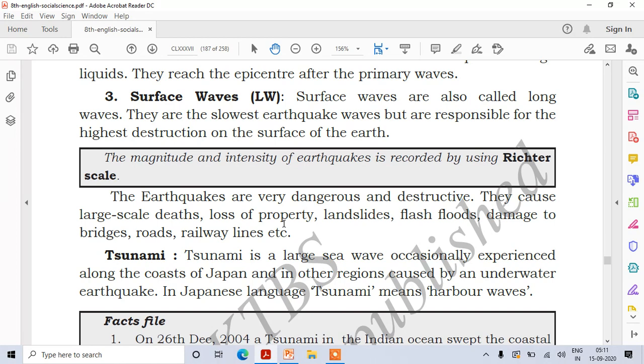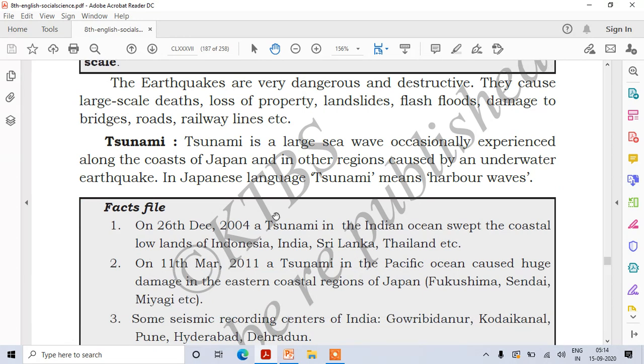Next we'll start about tsunami. So now we'll start with the topic tsunami. What is tsunami? Tsunami is a large sea wave occasionally experienced along the coast of Japan. So tsunami is what? It is a large sea wave. Like a wave, it will be a very large sea wave.